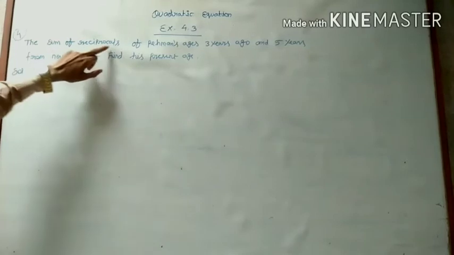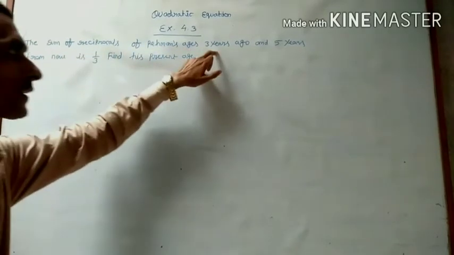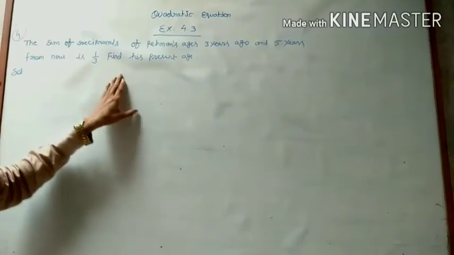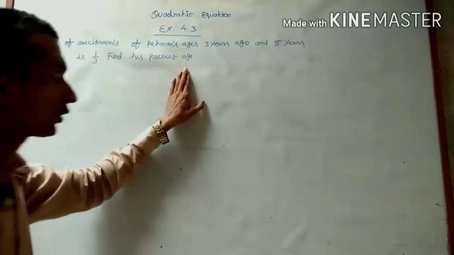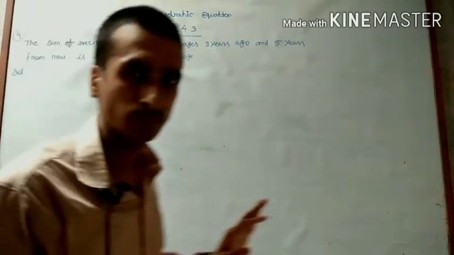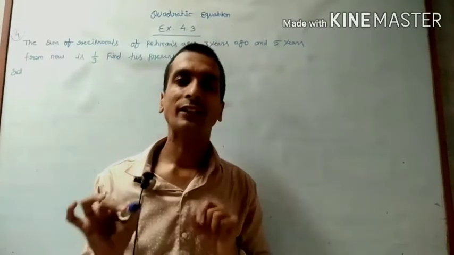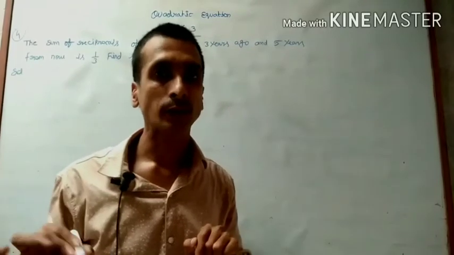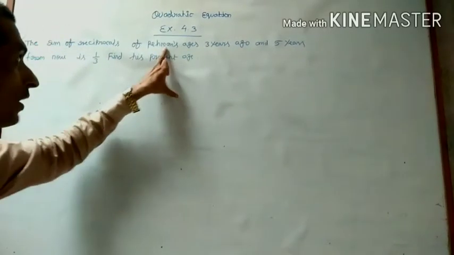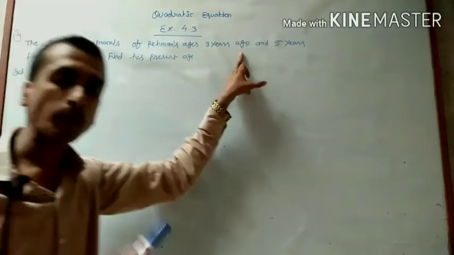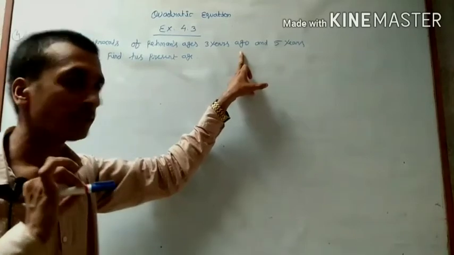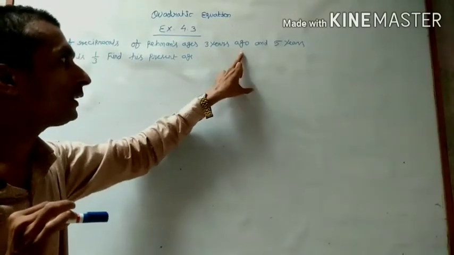The sum of reciprocals of Rahman's age 3 years ago and 5 years from now is 1 upon 3. Find his present age. So we have to find the present age of Rahman. So how to find? Let Rahman's present age be x years. Here is one thing: Rahman's age 3 years ago. Ago means earlier. Earlier, what will your age be? Less. So you have to subtract. Here it is, you can write x minus 3 years.